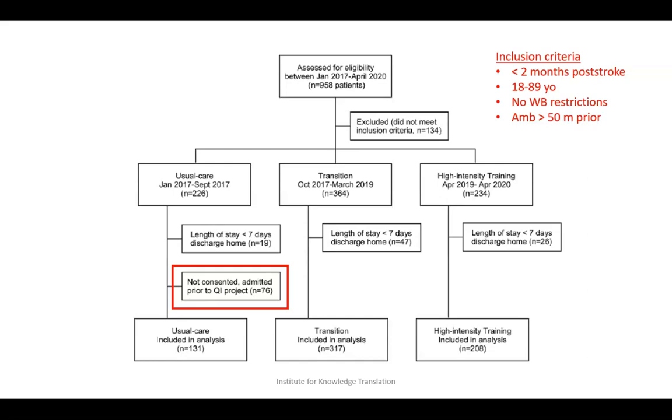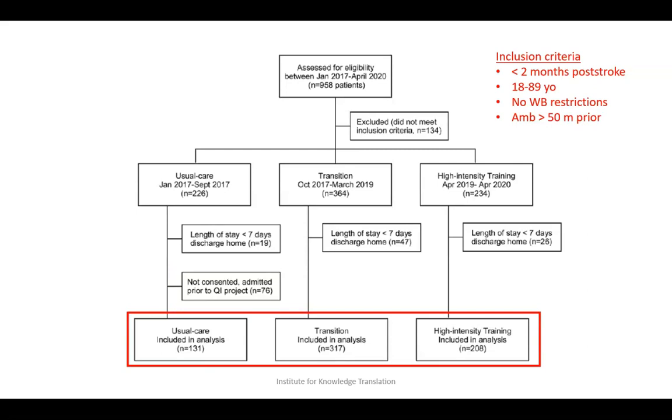The leadership at RHI decided that as a part of a quality improvement project, they wanted everyone to participate in this. They wanted everyone to wear the stepwatches. So we did that at their request. And then when the project was all done, we asked for IRB approval to use that information, which was granted. So that's where all this data ends up coming from, and how we ultimately end up with 131 individuals in usual care, 317 in the transition phase, and 208 in the high intensity gait training phase.